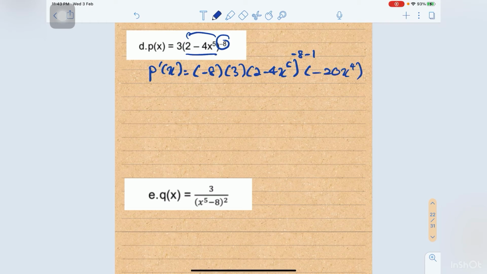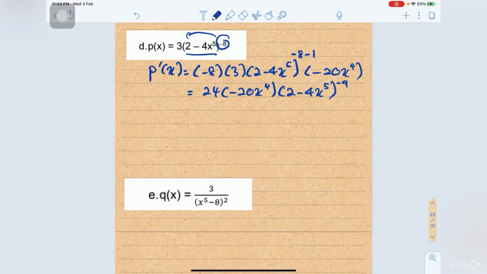We simplify here. Negative times negative is positive, 24. So we get 24 times negative 20x⁴ (2 minus 4x⁵) to the power of negative 9.